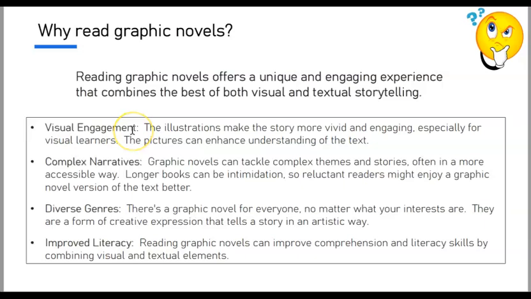Visual engagement, right? The illustrations make the story more vivid and engaging, especially for visual learners. The pictures can enhance understanding of the text, and that's what we are looking for, an explanation for you to describe how it does that for you in your paragraph.